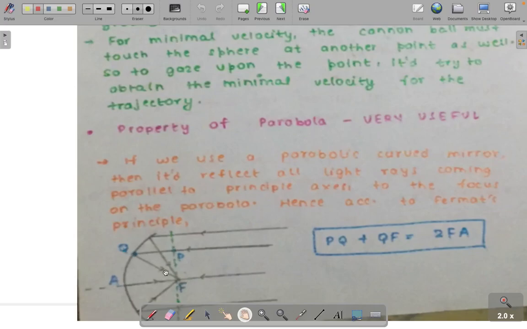So PQ plus QF is the distance covered by this ray after this particular line, or the reference which we are taking. So PQ plus QF should be equal to the distance this other ray is traveling after this line or frame which we are choosing. So it should be 2FA, first FA here and then second FA returning back. So PQ plus QF should be equal to twice FA, and this is a very important result which is very much required in the upcoming pages.